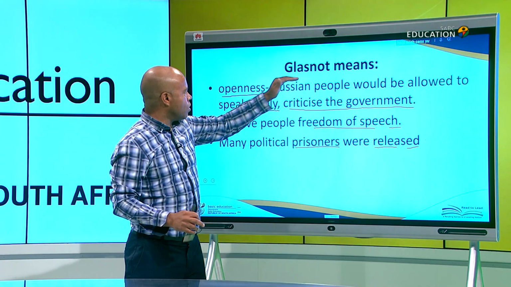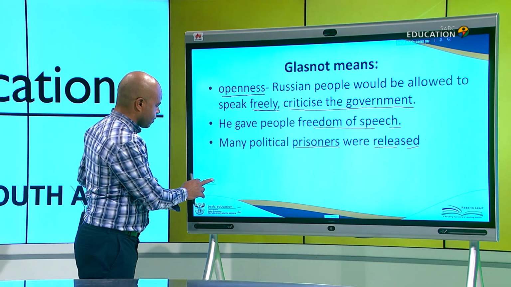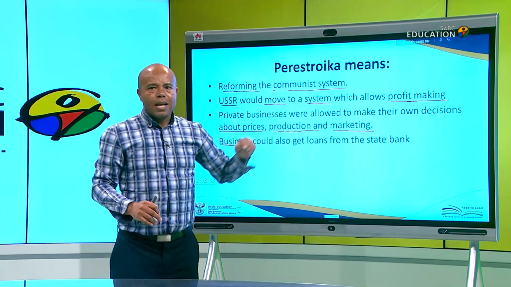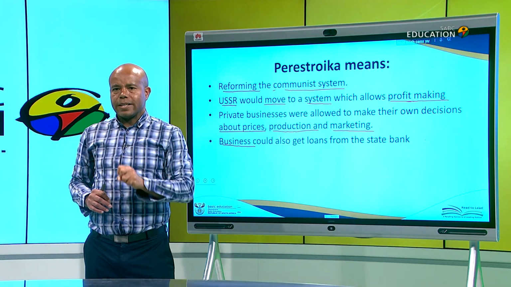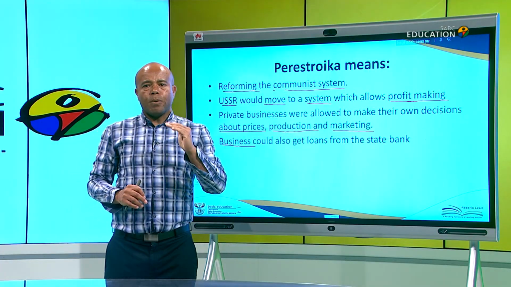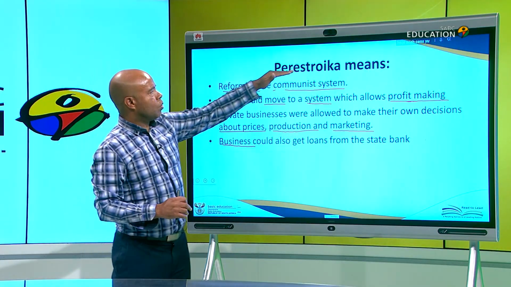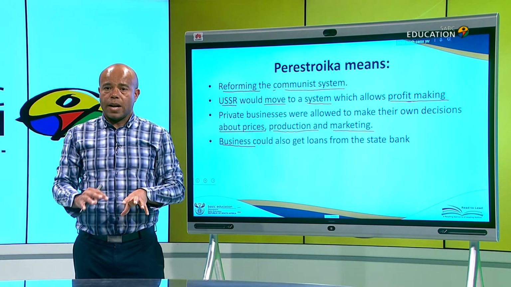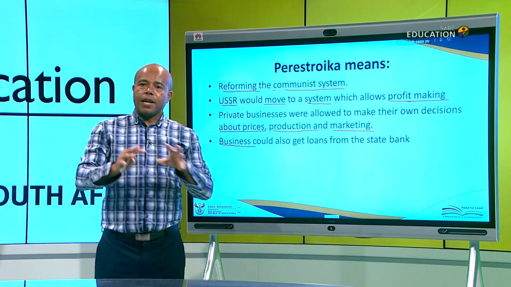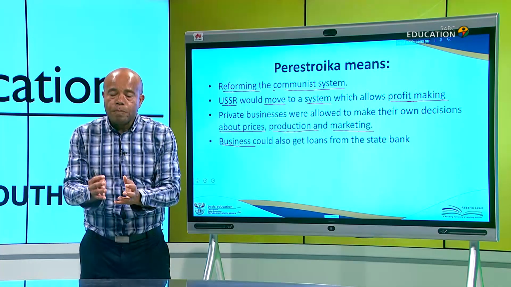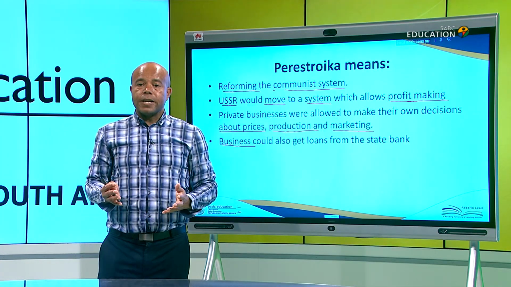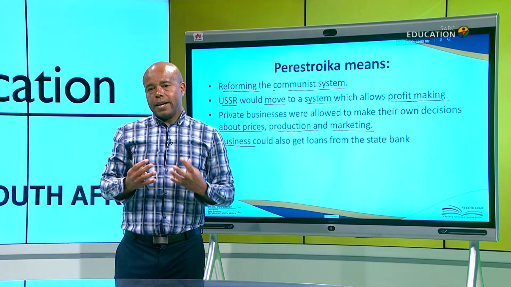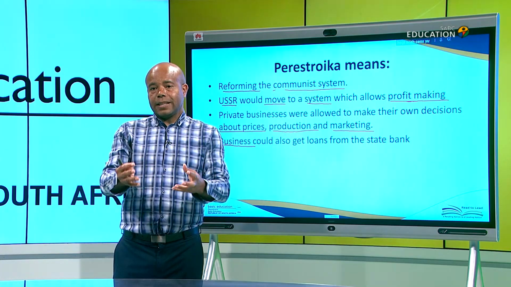Glasnost meant openness. Perestroika means reconstructing the economy of the USSR. It's important to understand that Perestroika was first introduced because the economy of Russia was about to collapse. At the same time, they introduced Glasnost, meaning openness. Because of the openness, it brought about a sense of rebellion, a sense of stubbornness within the satellite states.